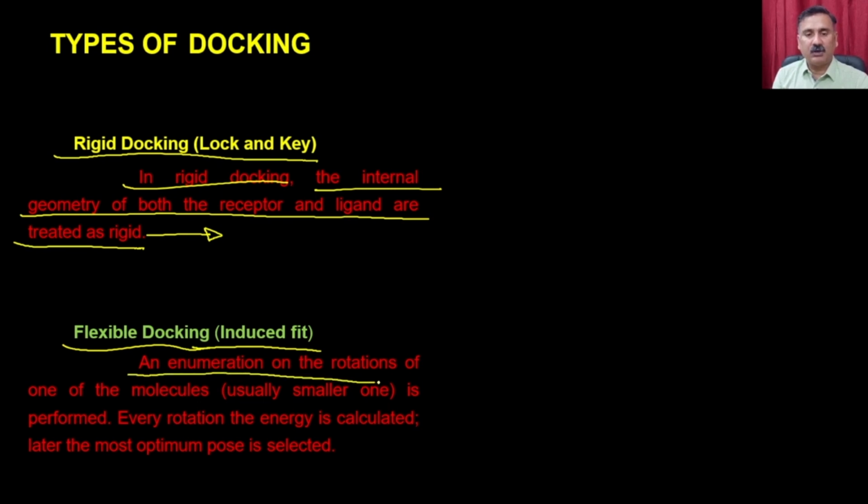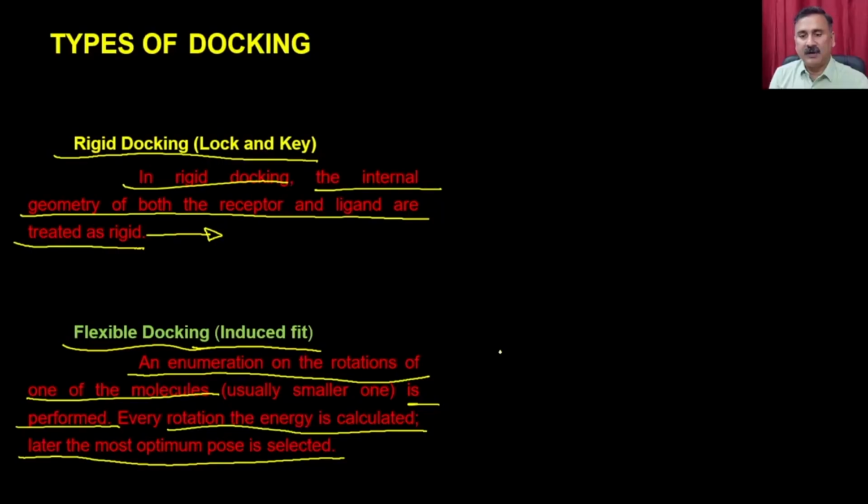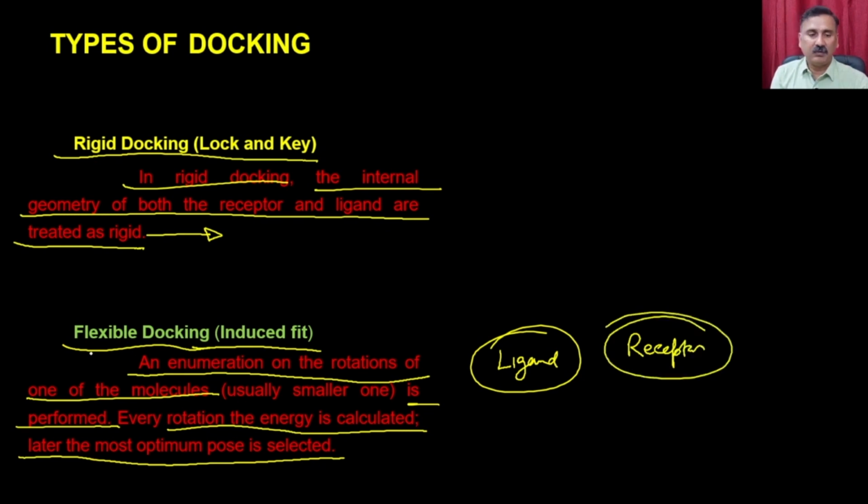An evaluation of the rotation of one of the molecules is performed. For every rotation, the energy is calculated. Later, the most optimal pose is selected. In this case, you make one of the molecules the flexible molecule. You can use the ligand as the flexible molecule or the receptor as the flexible molecule, and that's how you do flexible docking. Majority of the time, it is the ligand that you make the flexible molecule.